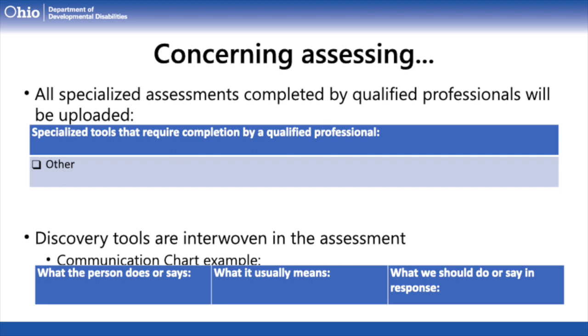In the example seen here, the communication chart is the last part seen of the communication section. The people who understand the person best would have been actively involved in completing the chart so that everybody in the person's life understands the specifics of their communication style. It will be included at the end of the communication section.